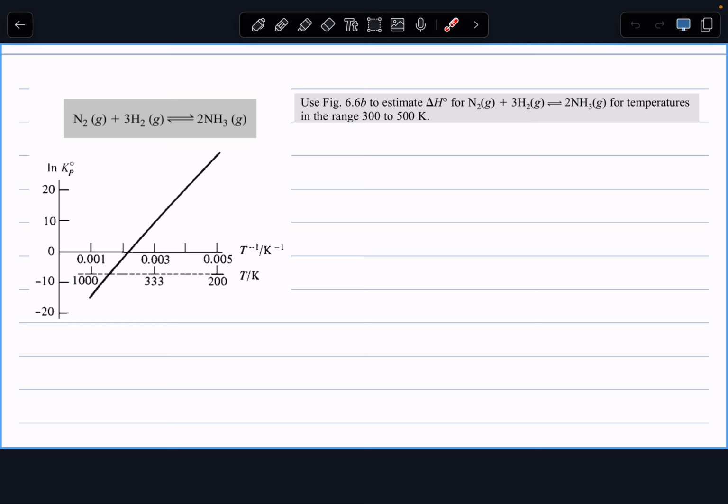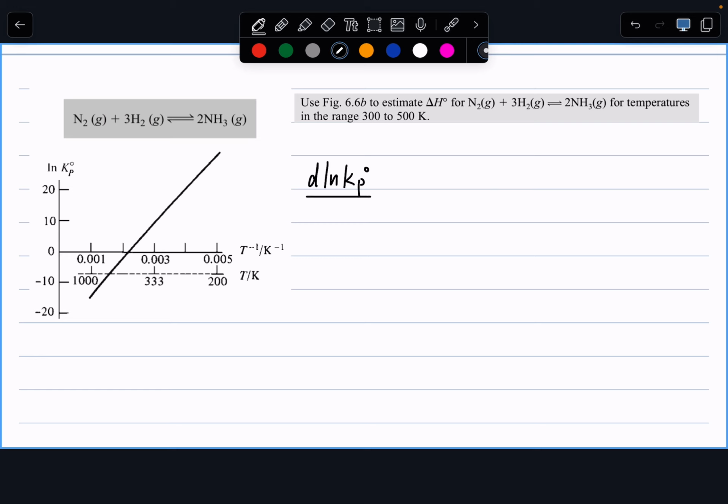The plot here gives us ln Kp over 1 over T. The y-axis is ln Kp naught, and the x-axis is 1 over T. In our previous derivation, we know that the slope of this plot, d ln Kp naught divided by d(1 over T), equals negative delta H naught over R. This is the variation of the Van 't Hoff's equation using basic calculus, and we also discussed that in our last lecture.